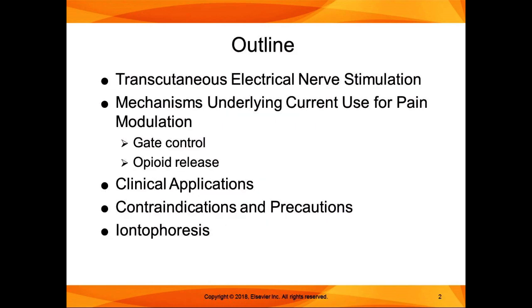So we're going to talk about transcutaneous electrical nerve stimulation, or TENS, for pain modulation. The alternating current applications for pain modulation are interferential current, IFC, and pre-mod, and we'll talk about those a little bit as well. The mechanisms underlying the current use for pain modulation are gate control mechanism and endogenous opioid release, and we'll talk about which settings target those individual things. Clinical applications, of course, contraindications and precautions, and then we'll talk about iontophoresis.